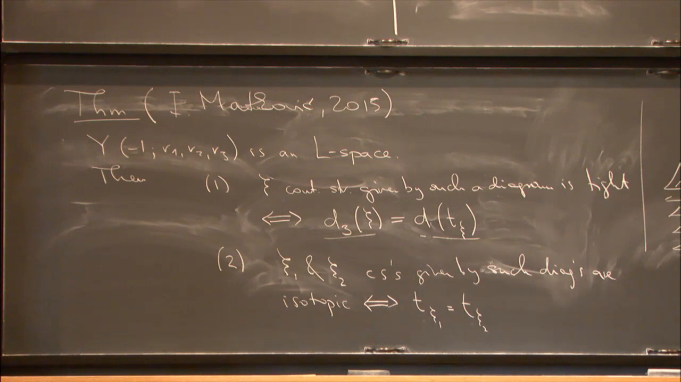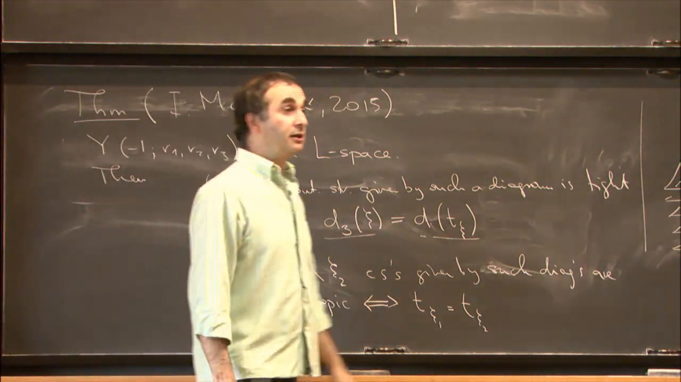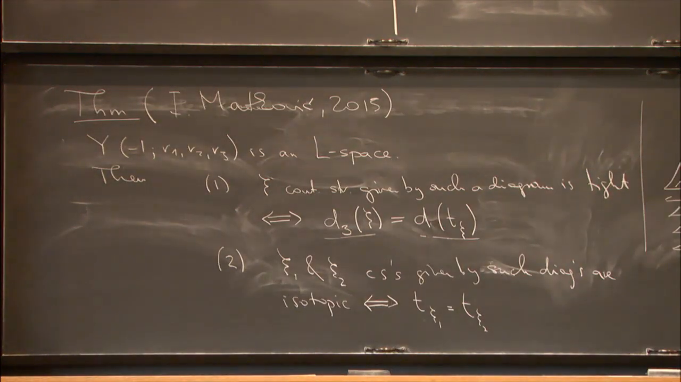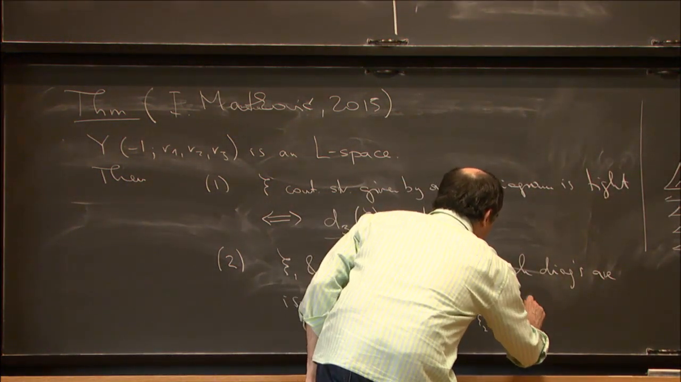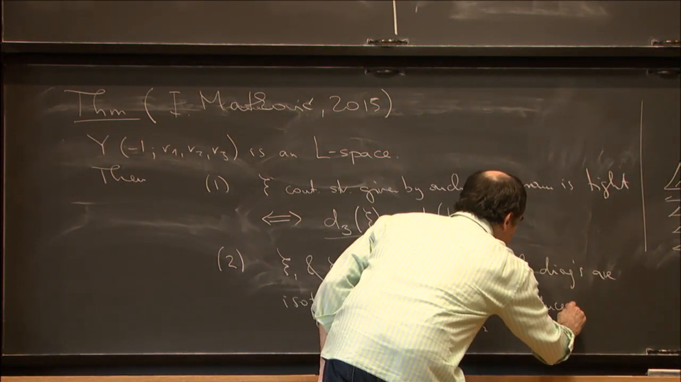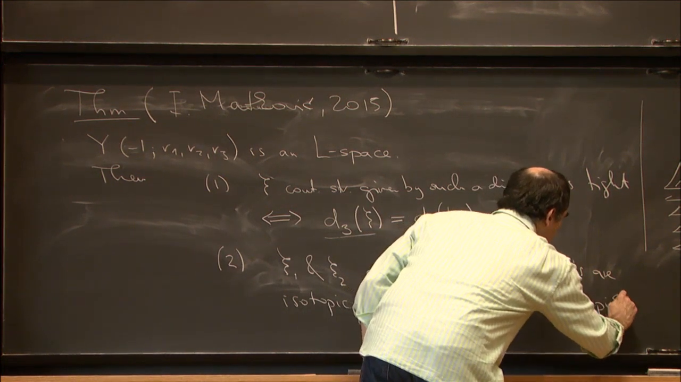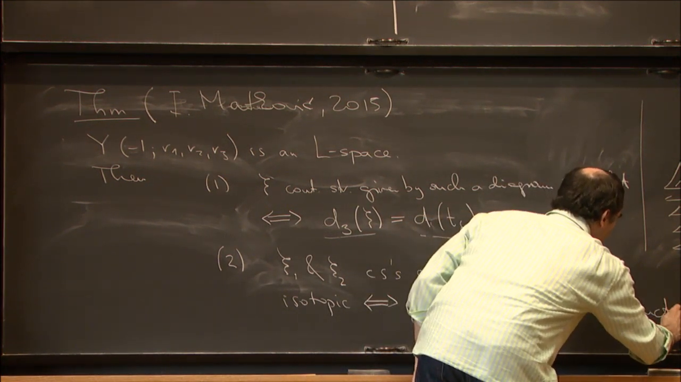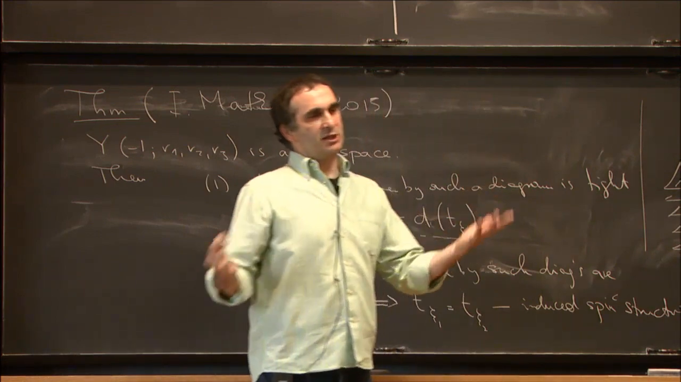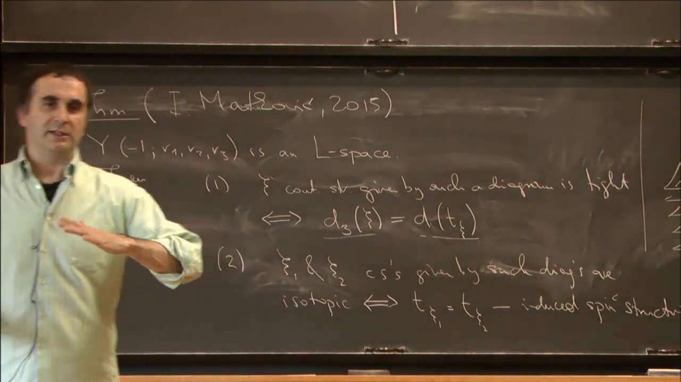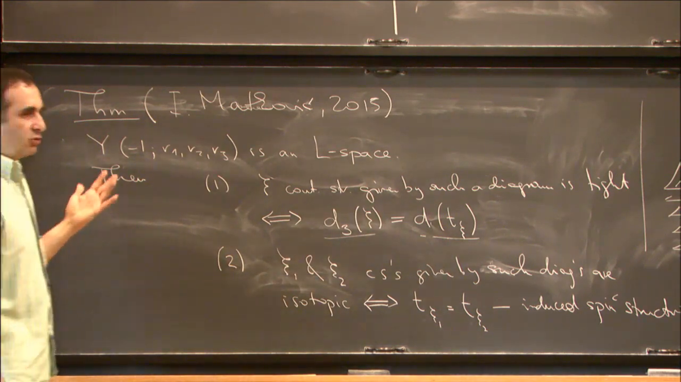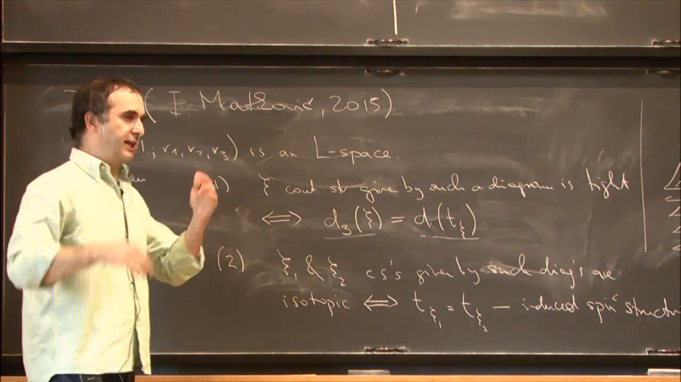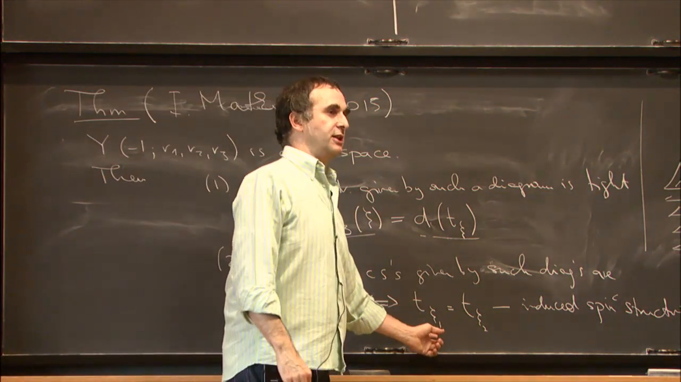Is there any question besides what these numbers are? So these are the induced spin C structures. So a spin C structure on a 3-manifold is an equivalence class of 2-plane fields, and every contact structure is a 2-plane field itself. So we can just take its equivalence class, and this is what the induced spin C structure is.